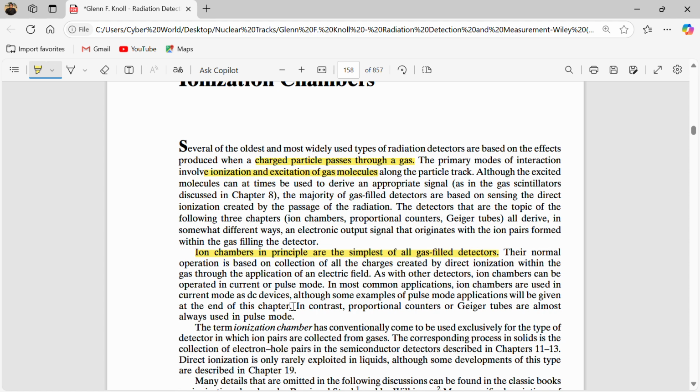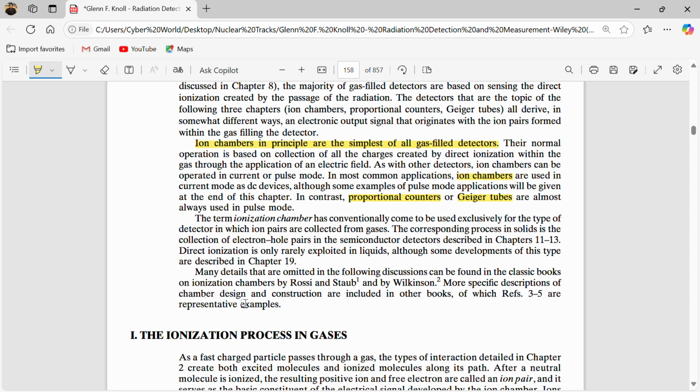In contrast, there are other detectors, the proportional counter and Geiger tubes. The ion chamber is one of them, and the other two are almost always used in pulse mode. So the term ionization chamber has conventionally come to be used exclusively for the type of detector in which ion pairs are collected from gas. This is a very important thing.